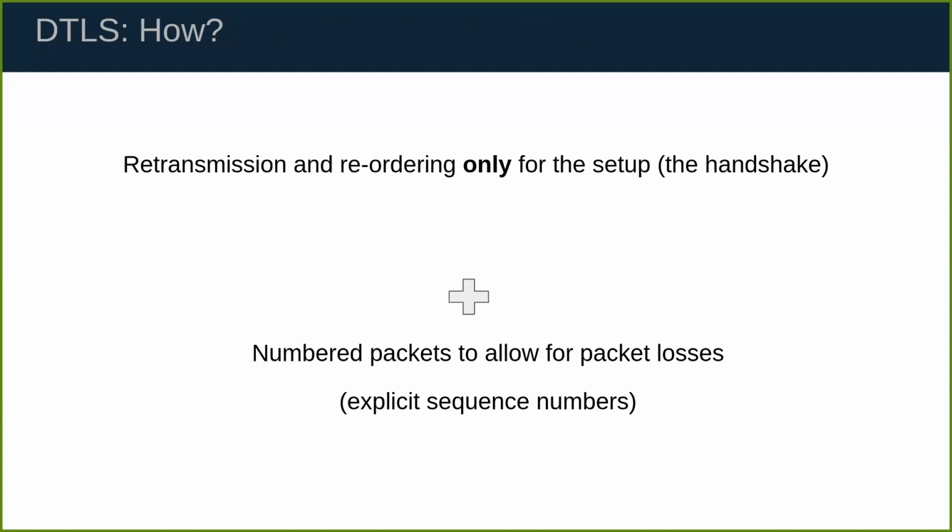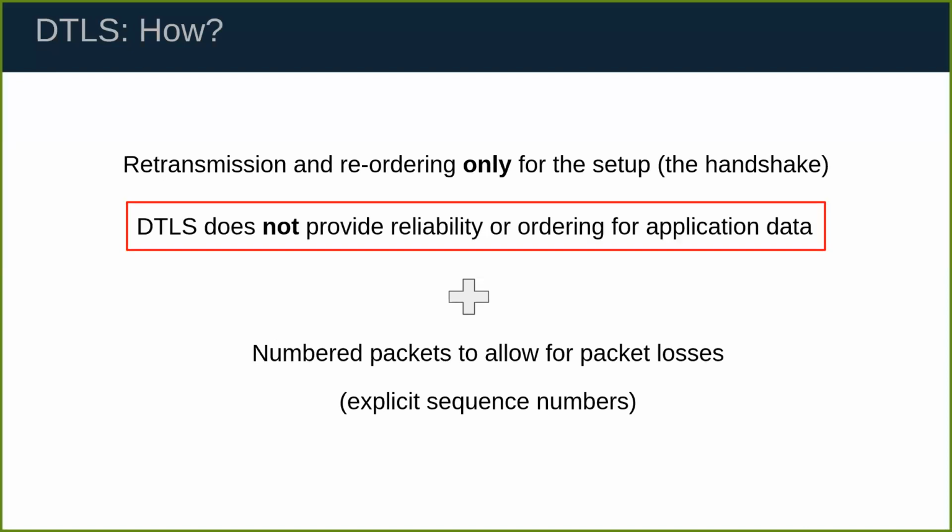Application protocols must implement their own reliability and their own ordering measures if that is something that's important for the application itself to function correctly. And DTLS uses explicit numbering for datagrams, for encryption and decryption. This accounts for packet loss, for reordering, and for any kind of duplication that might happen in the network between the peers sending messages to one another. And just to recap, DTLS does not provide reliability or ordering for application data.